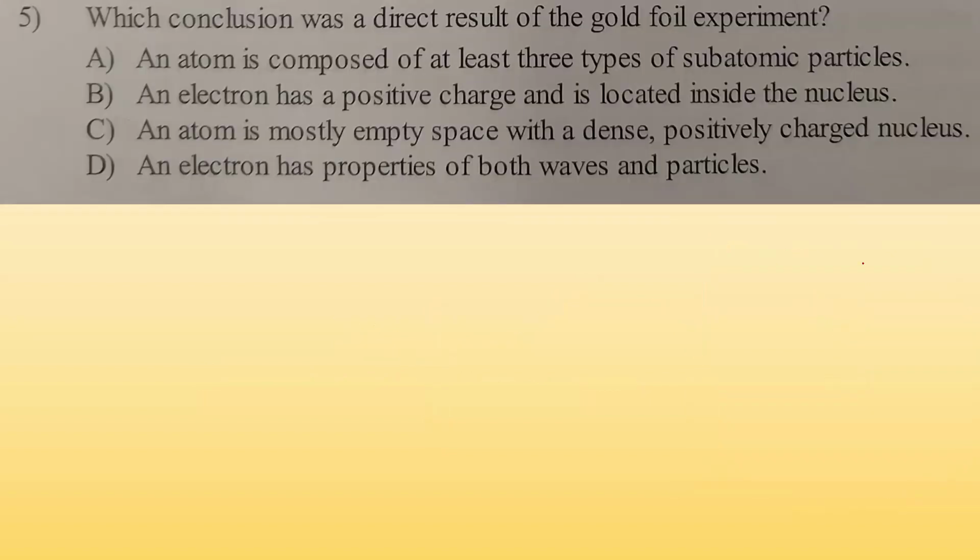5. Which conclusion was a direct result of the gold foil experiment? Again, another gold foil question. An atom is composed of at least 3 types of subatomic particles. No, we didn't know about neutrons. An electron has a positive charge? Nope. An atom is mostly empty space with a dense positively charged nucleus. Looks good. An electron has properties of both wave and particles. That is a true statement, but not of the gold foil experiment, so they tried to trick you with that.